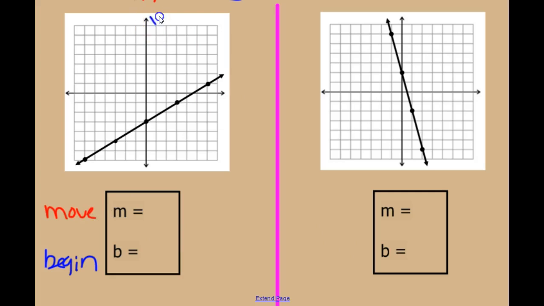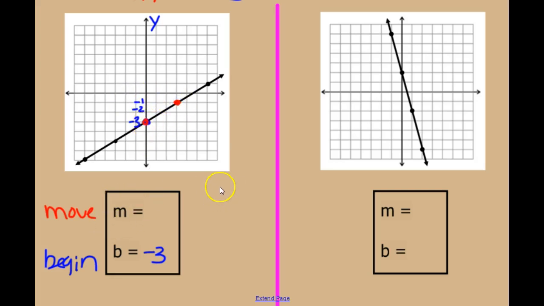So on my y-axis is where we always begin. We began on my y-axis at this point, which is down 1, 2, 3. So we began at -3. And then you can pick any 2 points to find your slope. I'm going to use this one since it's already there, and this one.